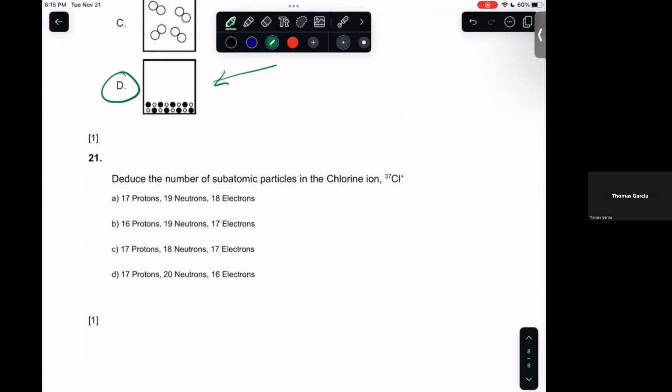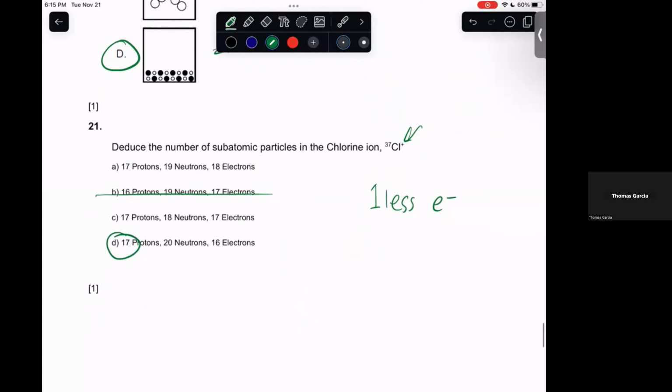Deduce the number of subatomic particles in chlorine. Chlorine is element 17, so it should have 17 protons, can't be B. It has a positive charge, which in actuality, chlorine never is going to have a positive charge. Like there are no situations where it wants that unless maybe it's bonded to fluorine. But regardless, chlorine has a positive charge, so we should have one less electron. One less electron. So we're going to go to D, the one that has one less electron.